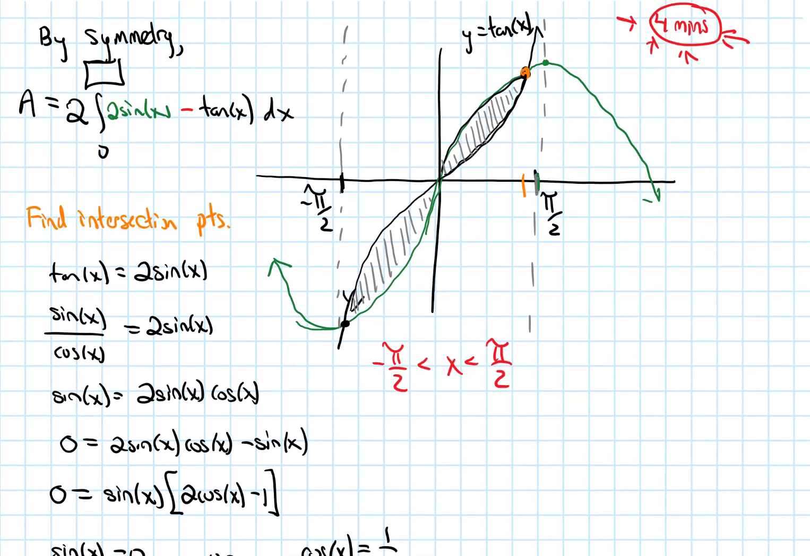So in the picture, positive pi over 3 is here. And negative pi over 3 corresponds to this other intersection point on this side where x is negative pi over 3. So we now know what number to put in this box that goes as this upper limit of integration.